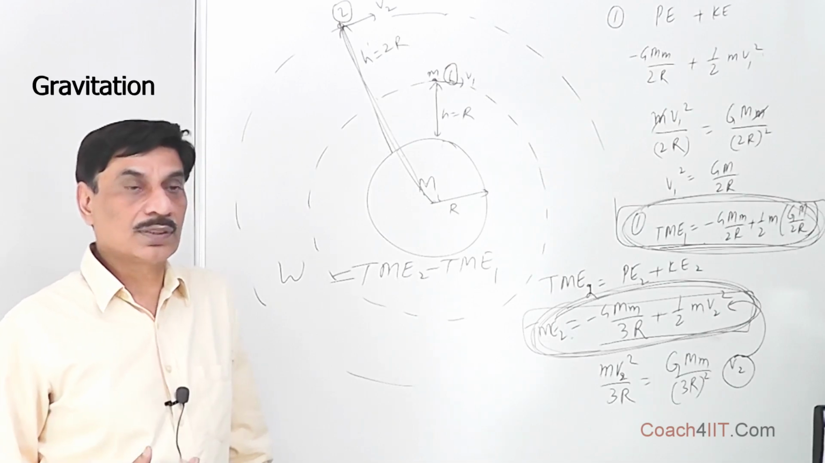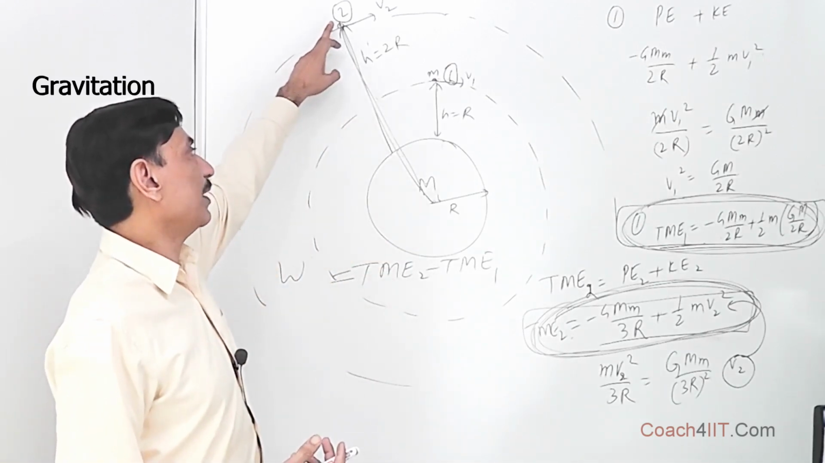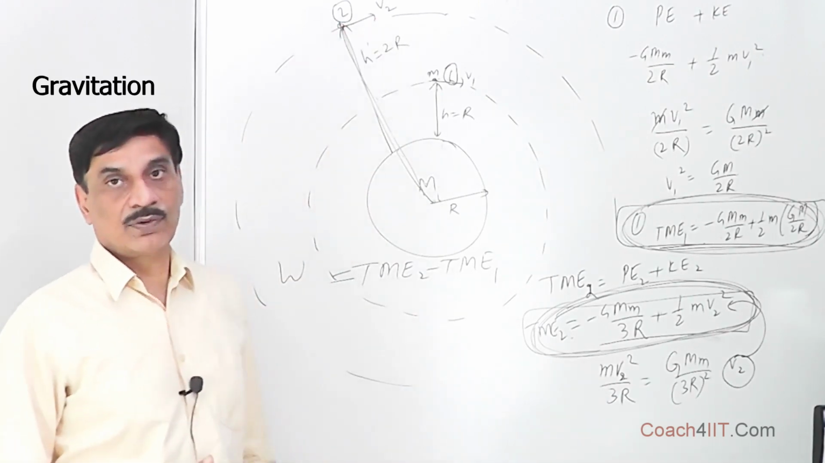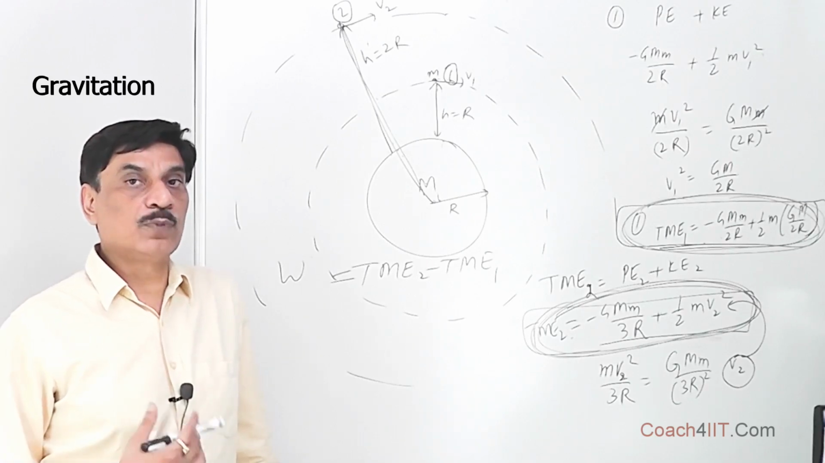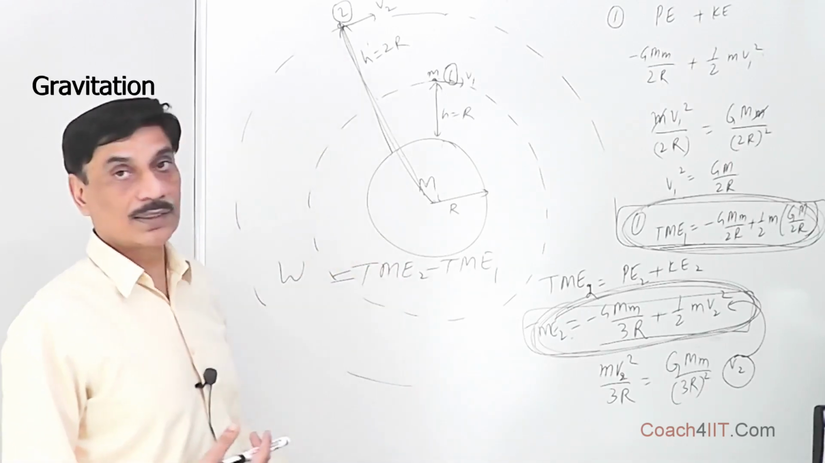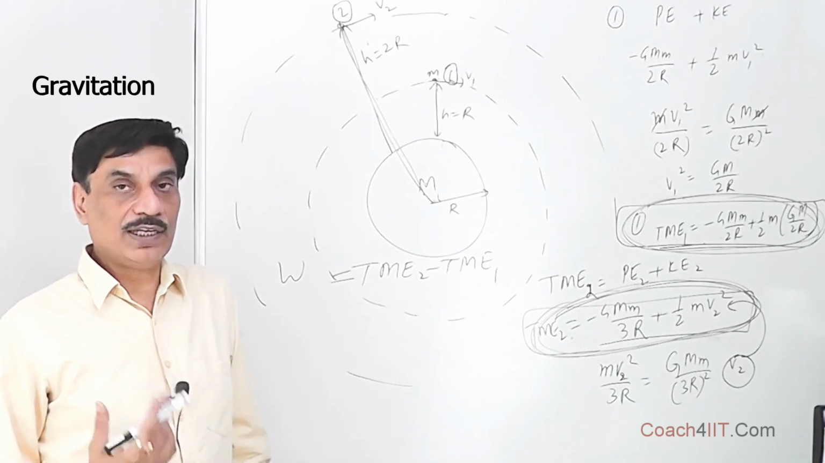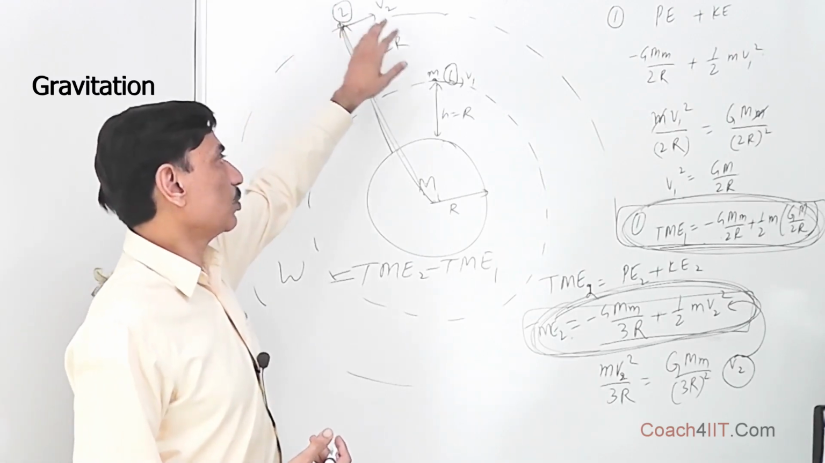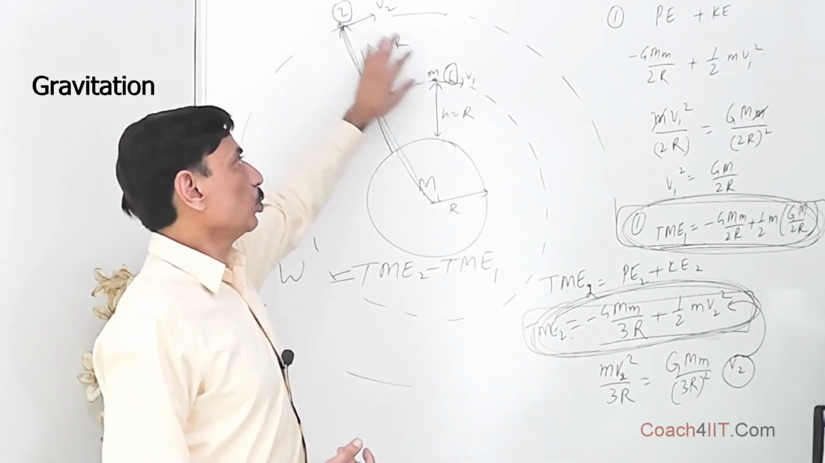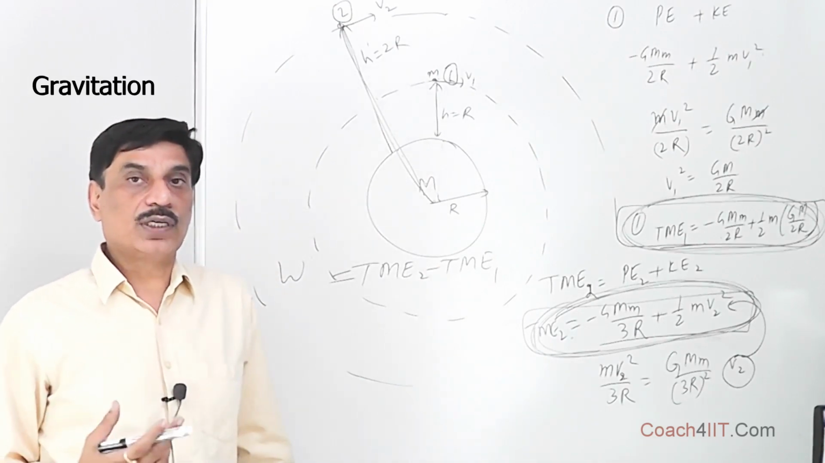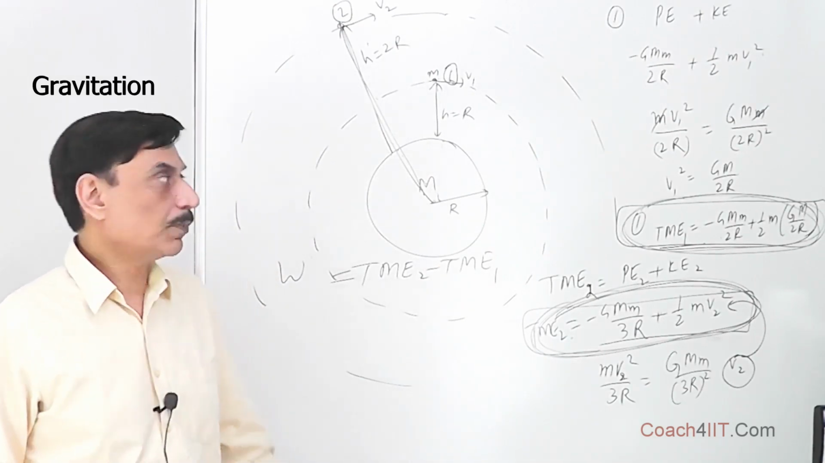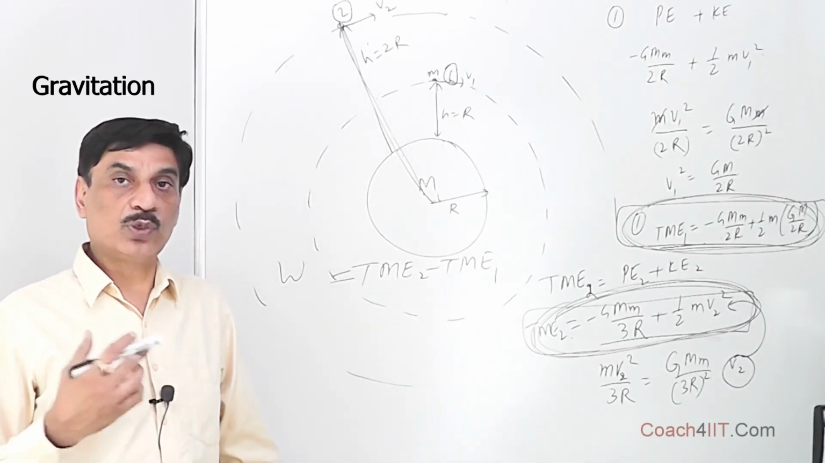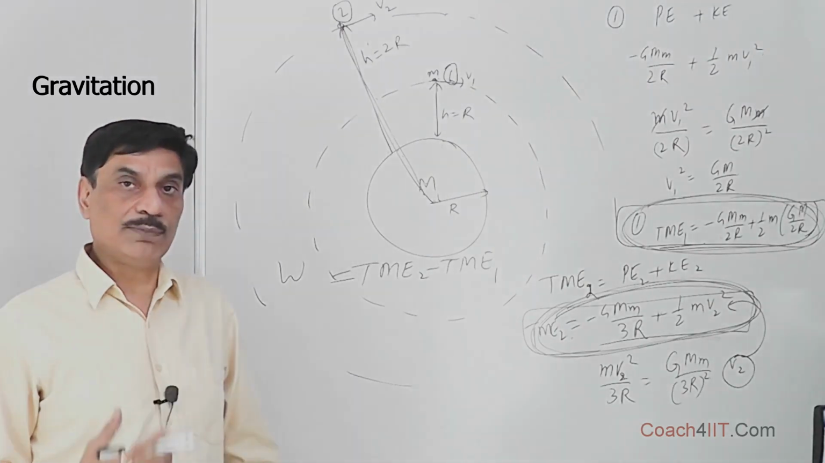Then we write one equation. Similarly for the second one, we find the potential energy, minus GMm upon this distance, plus half m v2 square, where v2 is the orbital velocity when it is moving in a circle of radius 3R. From there we find the value of v2. After that we find the total mechanical energies. Whatever is the difference between these two total mechanical energies, that much work has to be done to lift this satellite from here to here, because work can be converted to energy and energy to work; both have the same unit, joule.